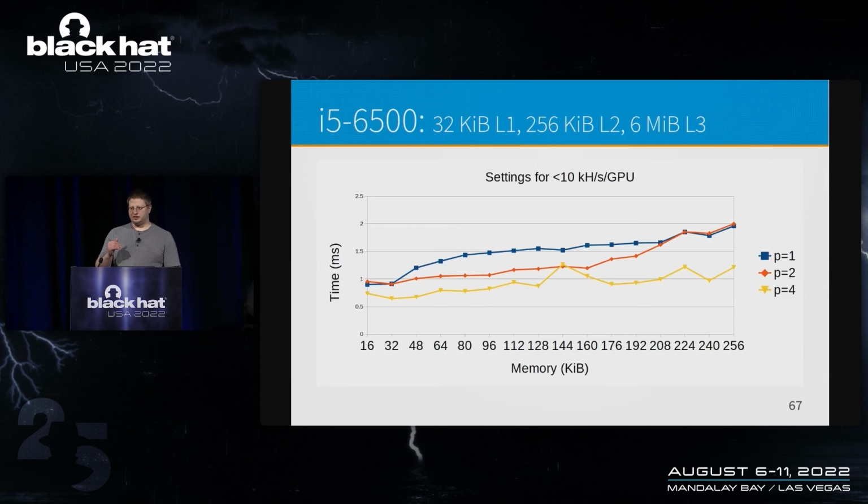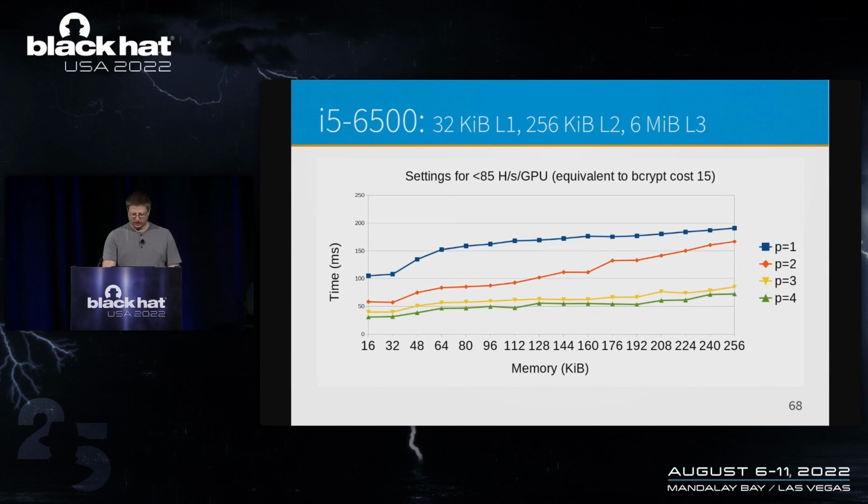These are the speeds on a desktop computer that I ran the benchmark on with different numbers of threads. This is for minimum settings, and it basically took 1 to 2 milliseconds, which is really, really fast. These are equivalent speeds for cost 15, and you can get these in under 100 milliseconds. If you're familiar with bcrypt, cost 15 is ridiculously high and takes a very long time.